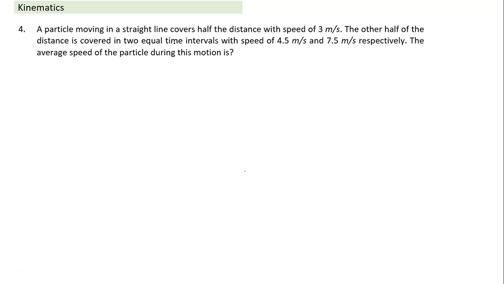A particle moving in a straight line covers half the distance with a speed of 3 meters per second. The other half of the distance is covered in equal time intervals with speeds of 4.5 meters per second and 7.5 meters per second. This is a common question which is done everywhere. Let's see how we can solve this question with better understanding and very quickly. What is the average speed of the particle during its entire motion?